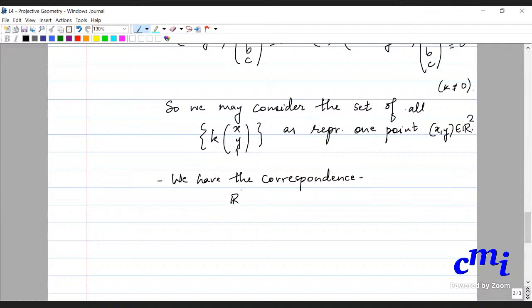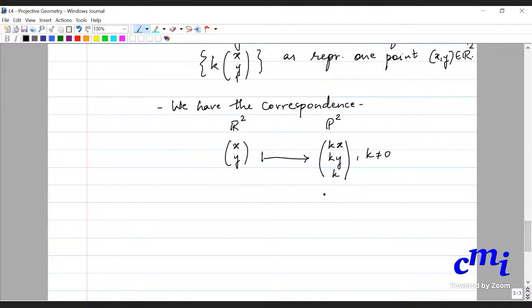Between R2 and P2 as well, your points (x, y) in R2 will be represented by the set of points (kx, ky, k) for k not equal to 0 in P2. So if you want to go from R2 to P2, you will go like this. Point (x, y) corresponds to this equivalence class. How will you go backwards?